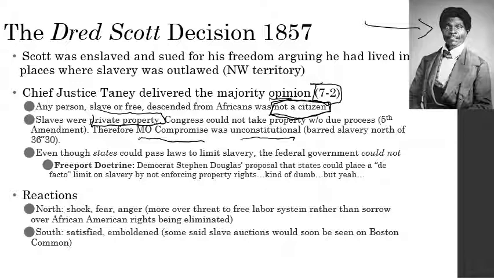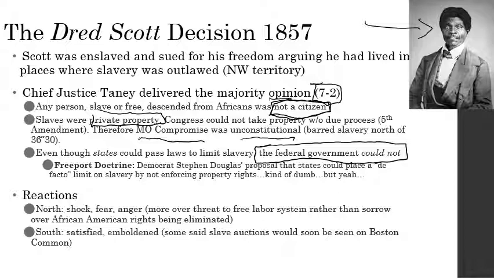So basically, anything that the federal government does that tries to ban or stop slavery is unconstitutional and should not be in effect. And then he finally said, even though states could pass laws to limit slavery, so individual states could, the federal government could not. So basically, he's taking the power away from the federal government to enforce slave laws or develop laws against slavery, which is kind of interesting if you think about it, because the original judicial review issue was John Marshall, which gave a whole bunch of power to the federal government. And now Chief Justice Taney is using judicial review to take power away from the federal government.